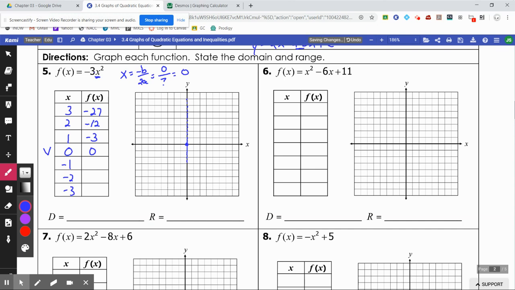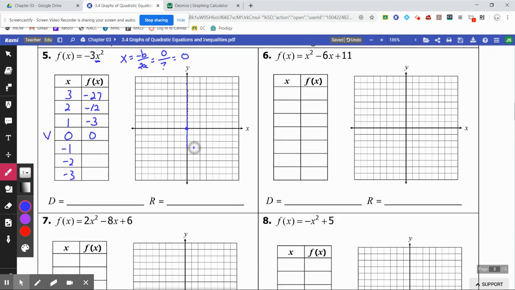We can plot these points. 1, negative 3. 2, negative 12. So that's going to be 2, negative 3, 4, 5, 6, 7, 8, 9 will be somewhere down in here. And obviously 3, negative 27 is not going to fit.